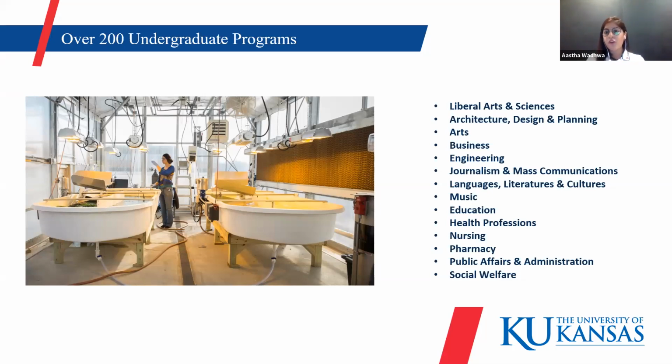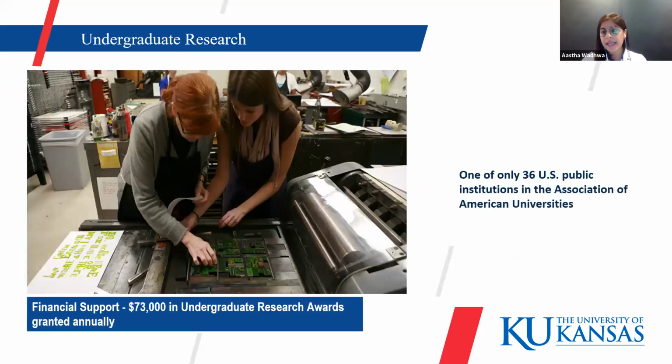So this was a brief overview about our popular programs and what we have to offer. Moving forward to our next slide, which, as I said, we are a tier 1 public research university. So last year, our budget for undergraduate research was 73,000 US dollars.